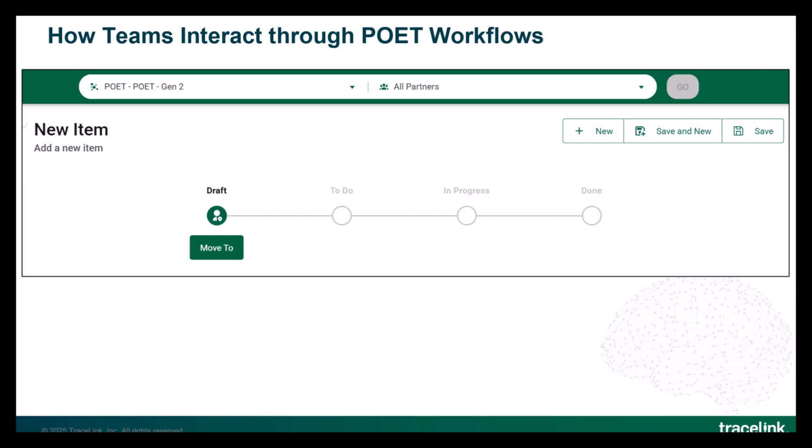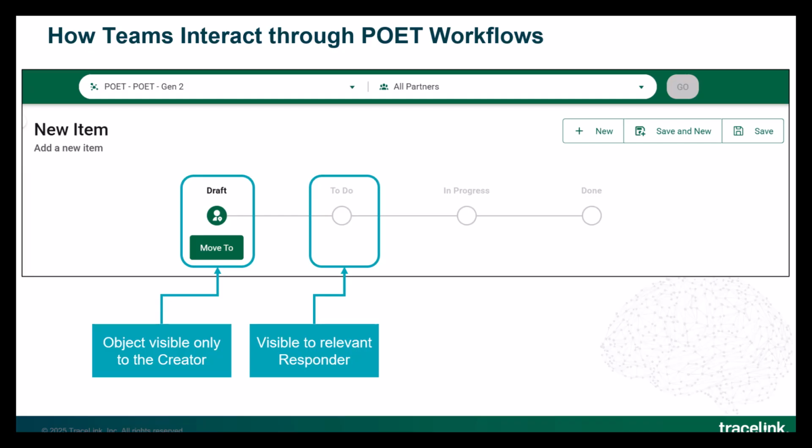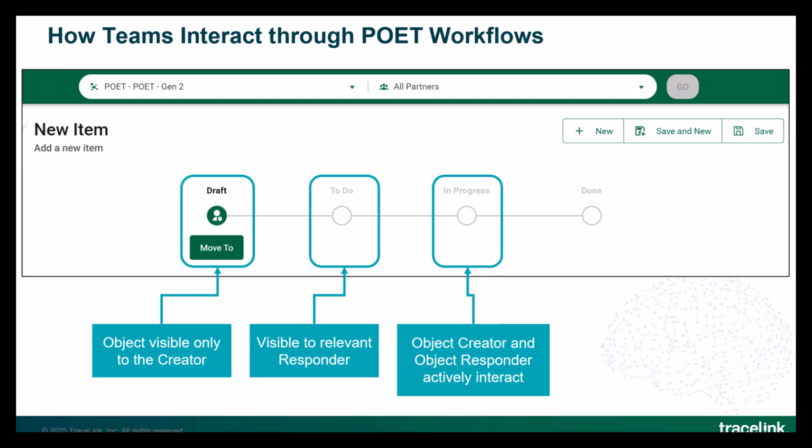The process of interaction typically begins with an object creator creating a base object. Initially in the draft state, the object is visible only to the object creator for internal preparation. Both an owner and a partner can create an object. Once moved to To-Do, the object becomes visible to the relevant object responder, external or cross-functional teams, signaling readiness for review and potential collaboration. As the object progresses to In Progress, both the object creator and the object responder actively interact by sharing files, exchanging messages, and coordinating actions to resolve the issue. This is the most collaborative phase, where cross-team communication is essential.